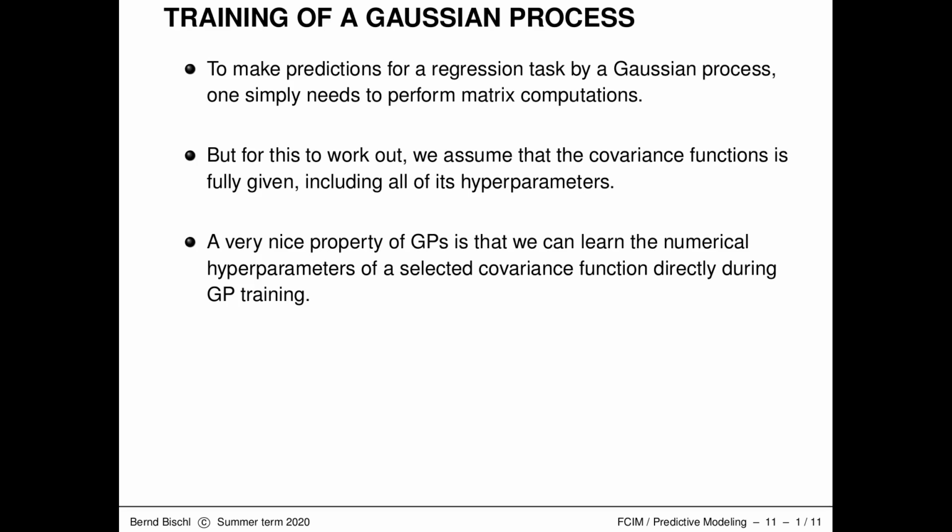In other machine learning models, we now have to resort to external tuning procedures to pick the hyperparameters of such a model component in a data-dependent manner. A very nice property of Gaussian processes is that we can learn these numerical hyperparameters, which is sometimes also called the model selection problem of a Gaussian process, directly during Gaussian process training. And basically, Gaussian process training only solves exactly this problem, picking the numerical hyperparameters of a specified covariance function. What Gaussian process training does not help us with, and where we might still have to resort to external tuning procedures or at least other instruments, is picking the correct covariance function family.